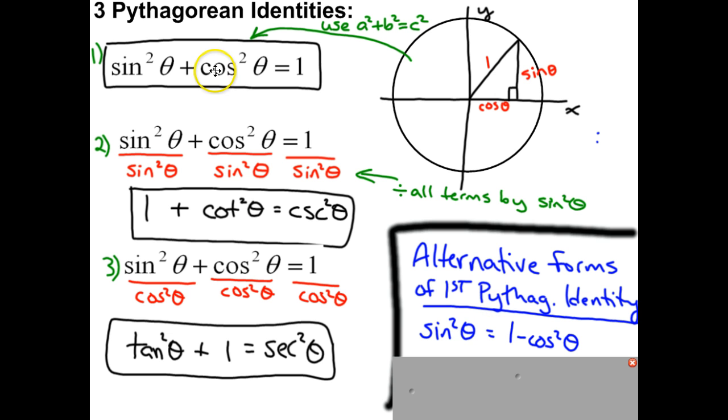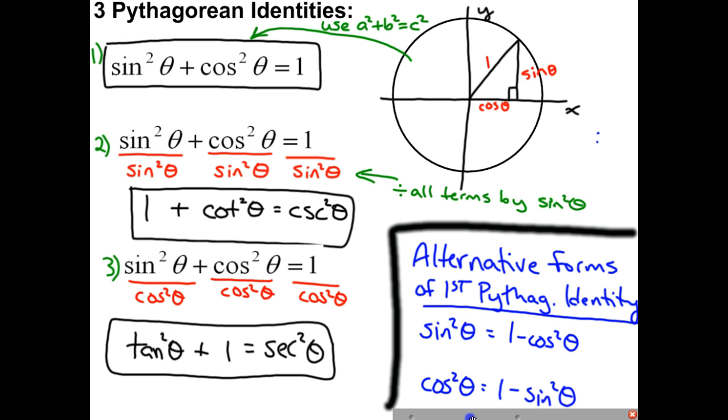And then what would I do if I wanted to just get cosine squared theta by itself? Well, I would undo the addition of sine squared theta by subtracting sine squared theta from both sides, and I would get this alternate form of that first Pythagorean identity. I'd like you to jot those down. Those are not to be confused with the 3 Pythagorean identities. Those are numbered here, 1, 2, and 3, and I've got them in boxes. Okay? Put the numbers right down on these guys. Those are the 3. These are not to be written on your box quiz. Those are just alternate versions of the first one.